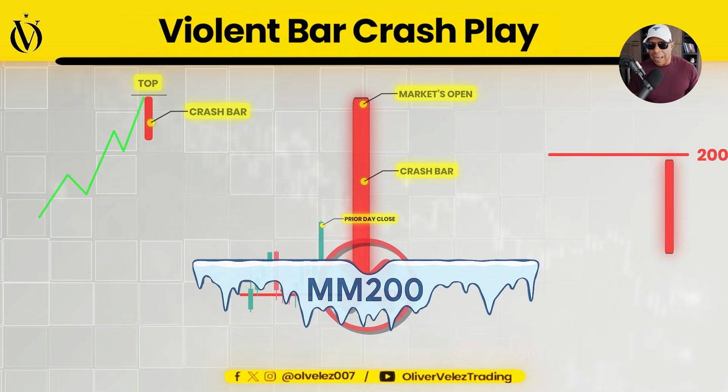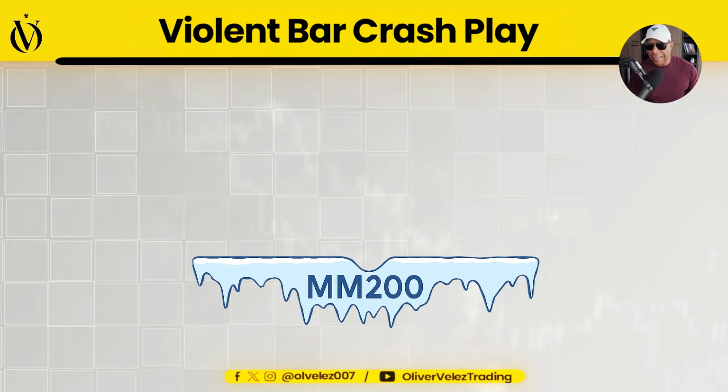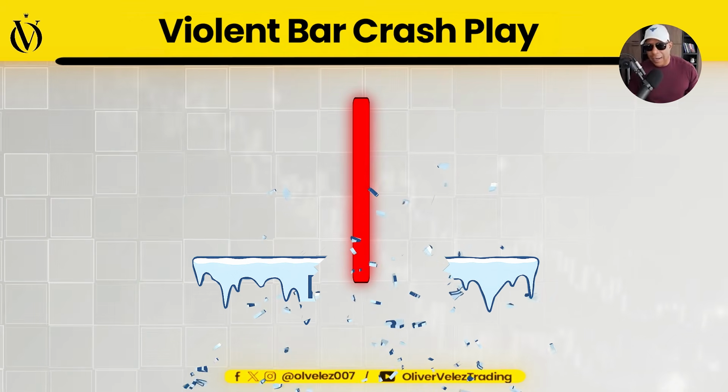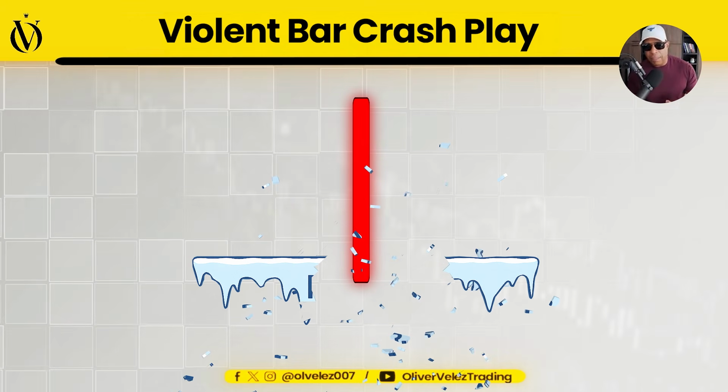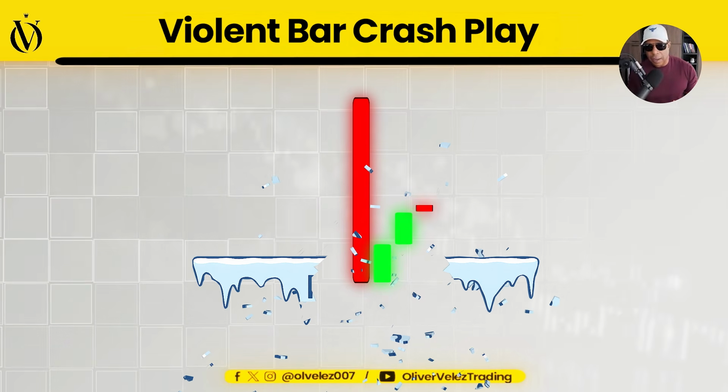Sort of like this was ice, so the 200 was ice, right? Was a frozen lake. But this crashed so hard into the frozen lake that it cracked the ice. And now, any bounce is a sucker's play. Boom!